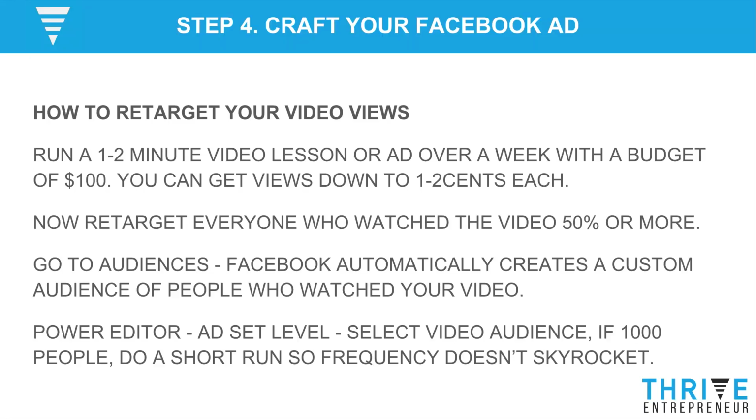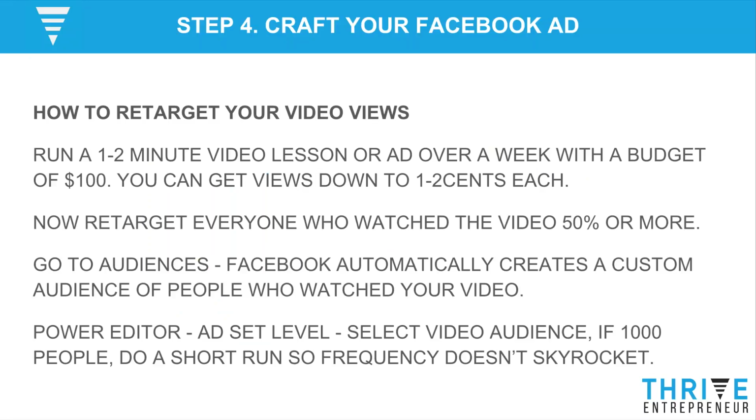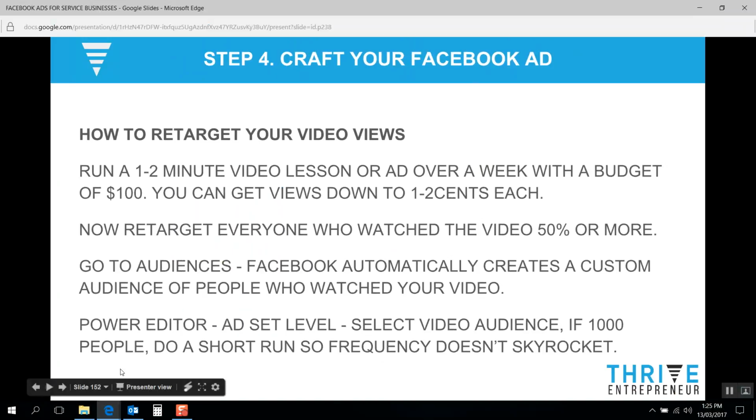So go to the power editor, go to the ad set level, select the video audience. If it's 1,000 people, do a short run so the frequency doesn't skyrocket. So if it's only 1,000 people watch your videos, then only run it until the frequency gets to like 2 or something like that, and then just leave it as is. So let me show you just how that looks briefly.